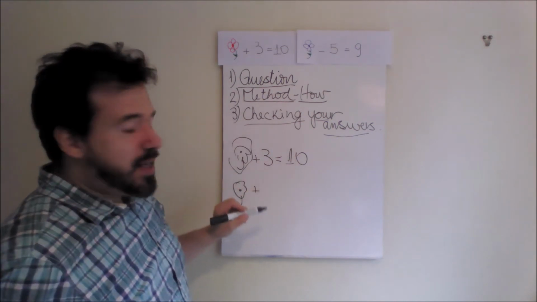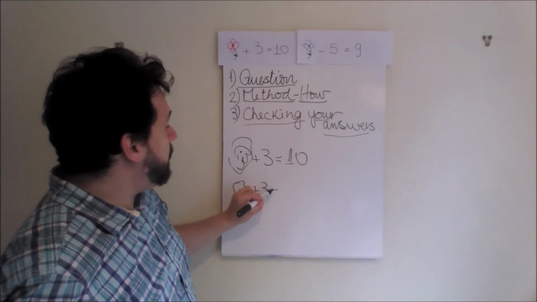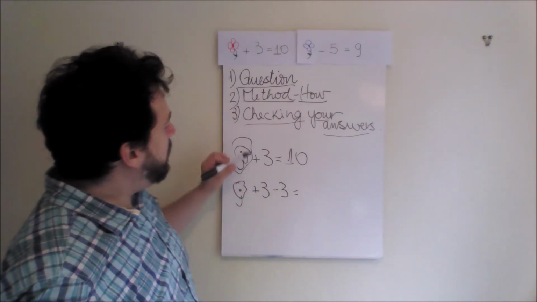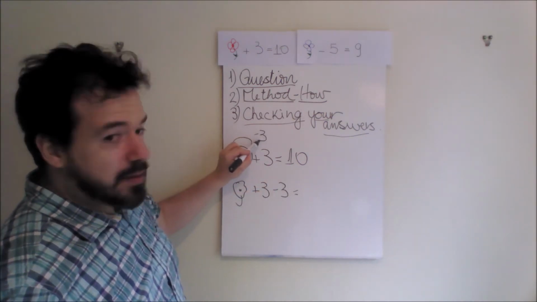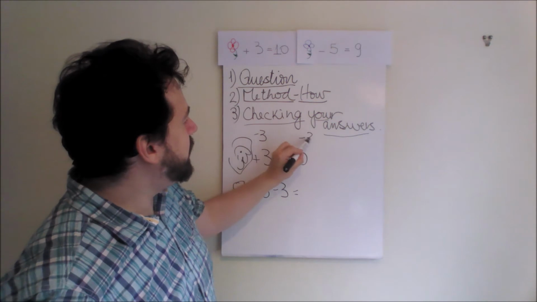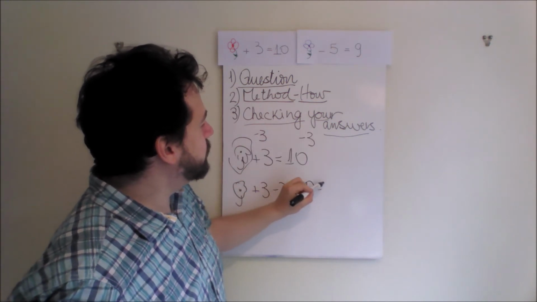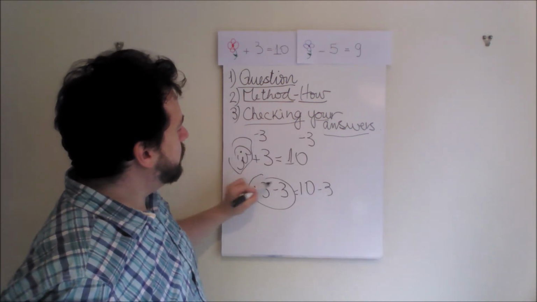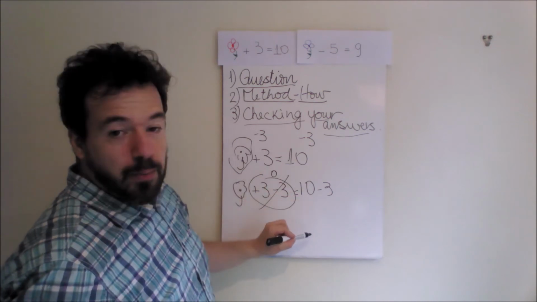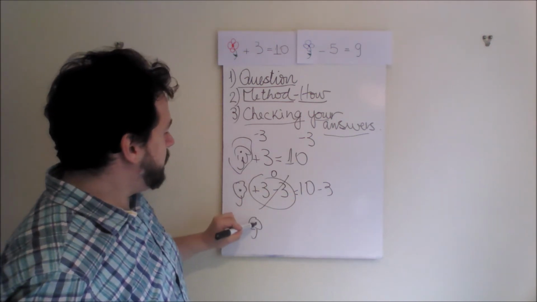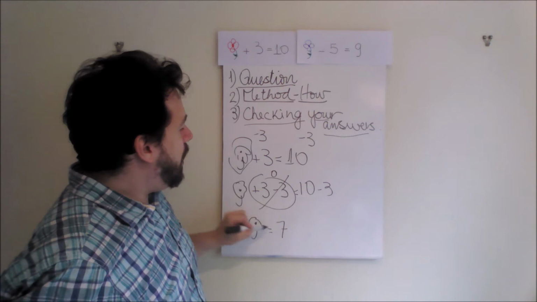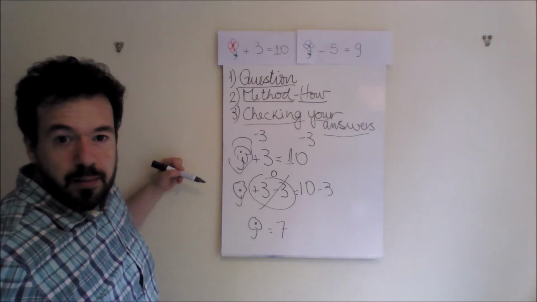To balance this, I have to get rid of the 3. But if I get rid of the 3 on this side, I have to get rid of the 3 on this side as well. This is 0. And this will be what? 7. Ah, that's where it comes from.